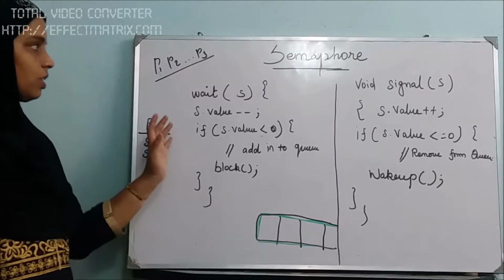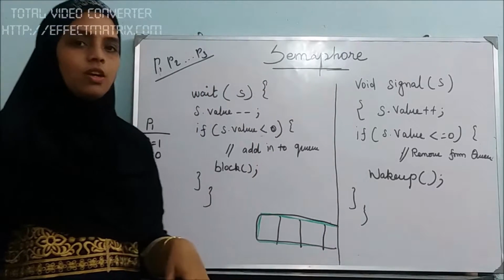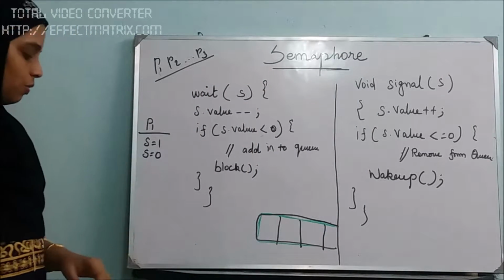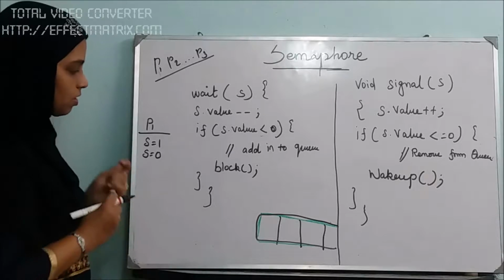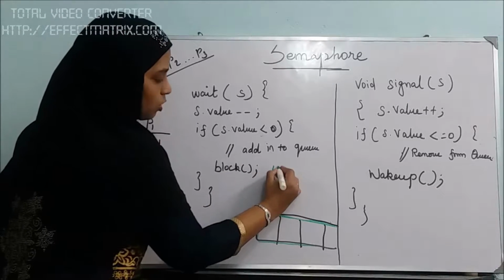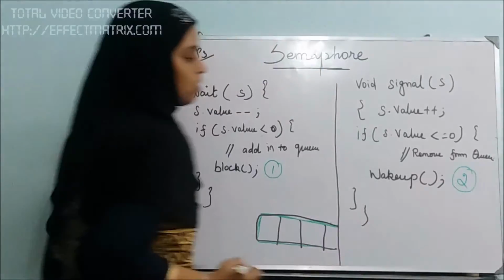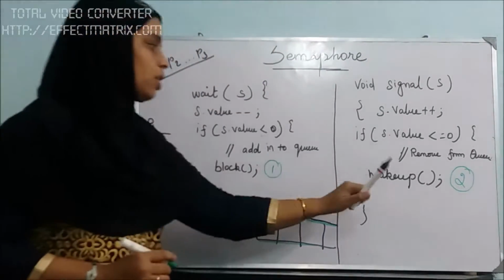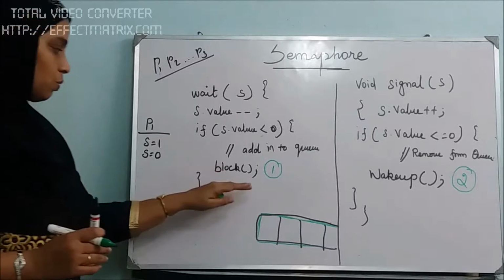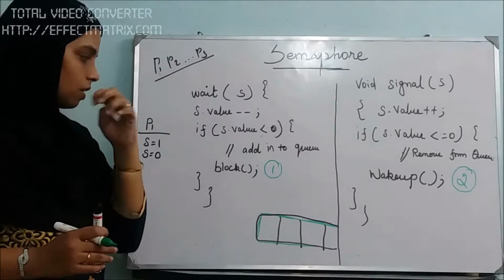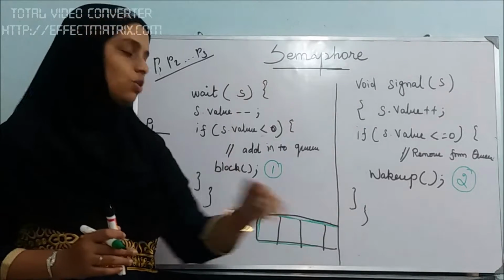We are going to see about the semaphore implementation part. Two more functions are introduced here. The first one is the block operation and the second one is the wake up operation. So what is the need of block and wake up operations? The block operation is used to place the waiting process in the waiting queue.